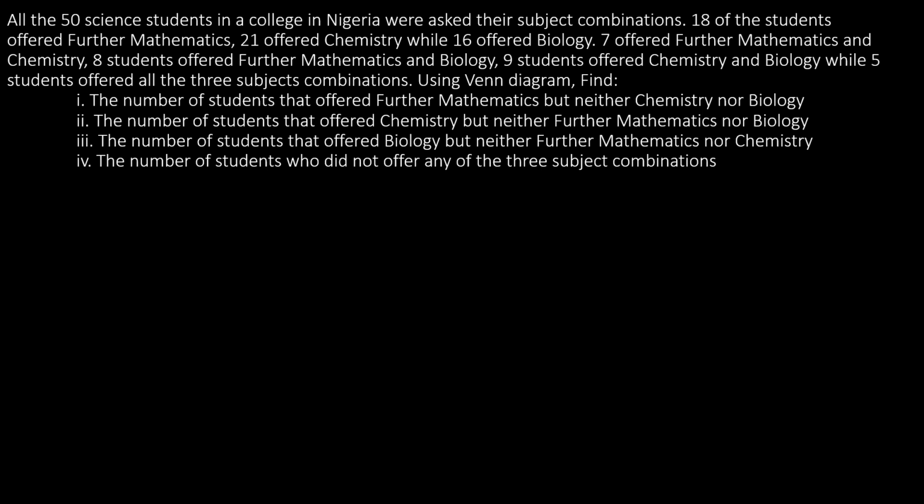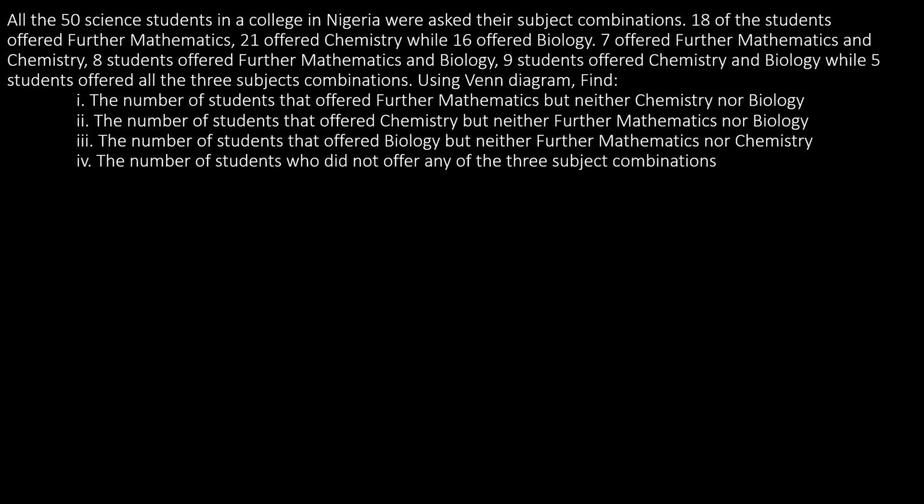Using Venn diagram, find the first one, the number of students that offered further mathematics but neither chemistry nor biology. The second one, the number of students that offered chemistry but neither further mathematics nor biology. And the third one, the number of students that offered biology but neither further mathematics nor chemistry. While the fourth one says we find the number of students who did not offer any of the 3 subject combinations.